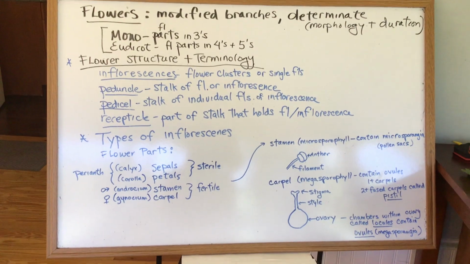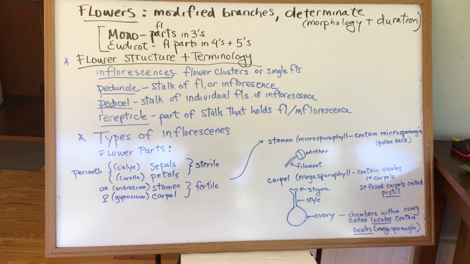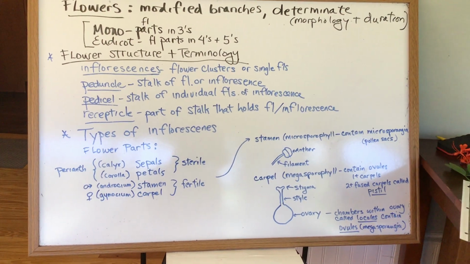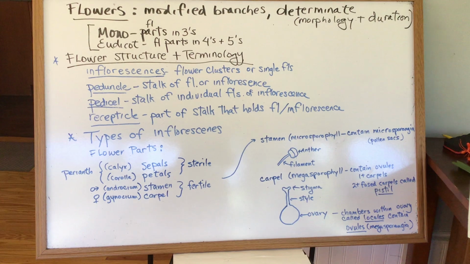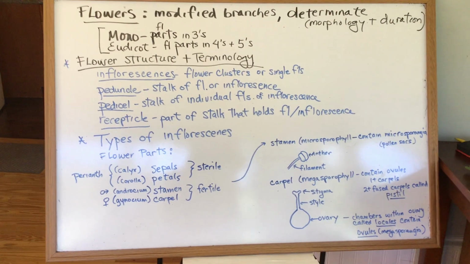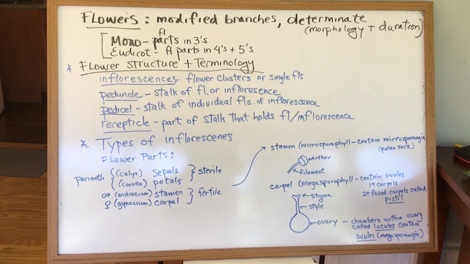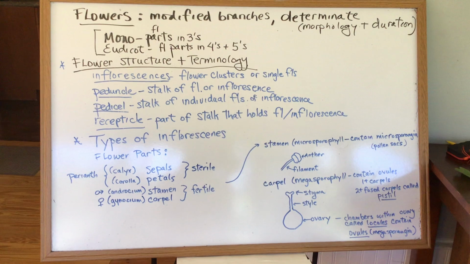So the flowers are basically modified branches, and we've talked about this before in lab, and shown you how this might have occurred. But anyway, they're coming from the leaf axils, so it's a bud that, instead of becoming a leaf or a branch, is going to become a flower.